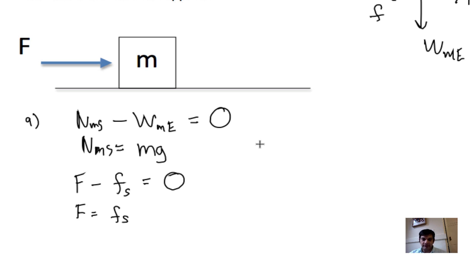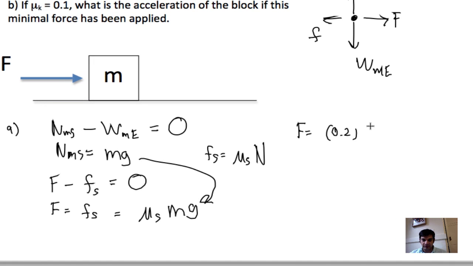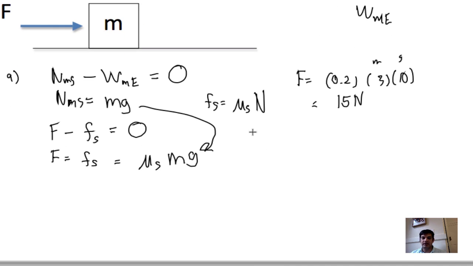So now I'm going to use the fact that friction equals mu n. So what that means is I'm going to plug in mu static times m times g. So I'm just doing this substitution from here into here. And that's how I get that answer. So that's the minimal force to get the block moving. We can actually calculate that right now. So the force would be 0.2 times m, which is 3, times 10, which is g, right? You can use 9.8 or 10. I'm going to use 10. So that means we're going to have 15 newtons worth of force when we do this calculation.